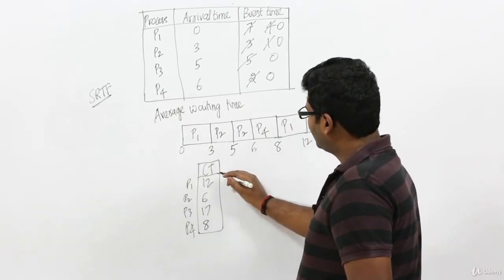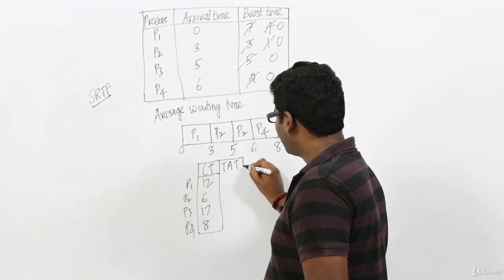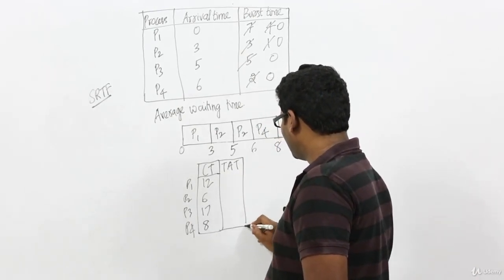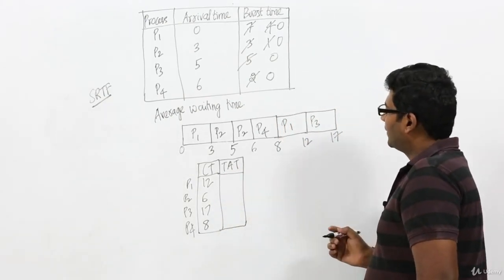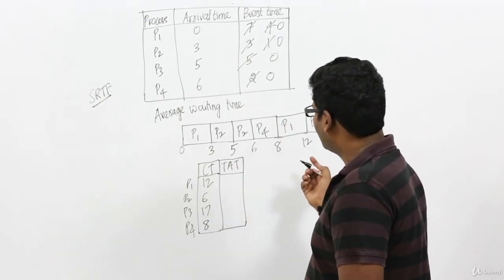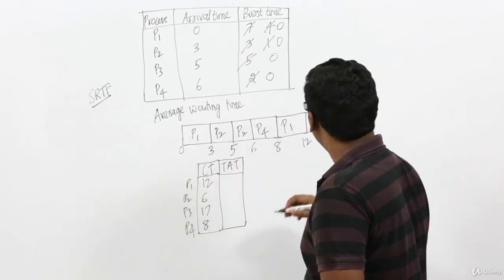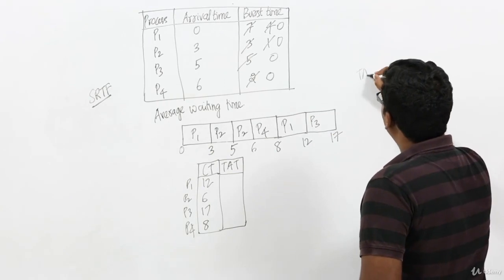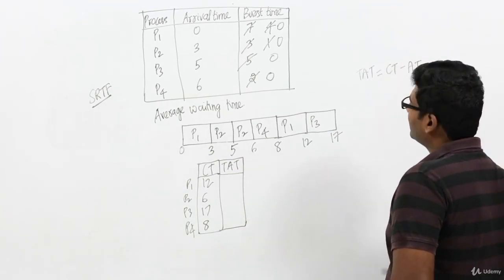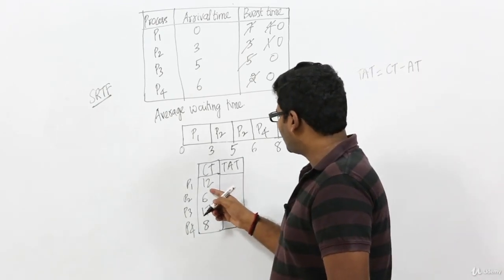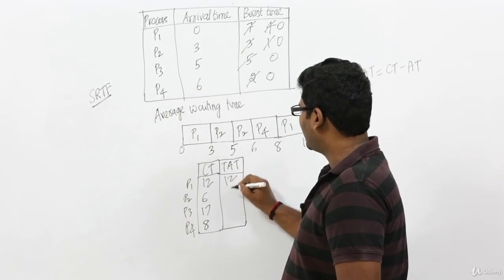Fine. Now let's compute the turnaround time. We can compute the waiting time directly, but this is actually quite easy, and you will not make mistakes, so it's better to go this way. Turnaround time of process P1: we know the formula, right? Turnaround time is nothing but completion time minus arrival time. Completion time is 12, and P1 has arrived at 0, so turnaround time is 12.